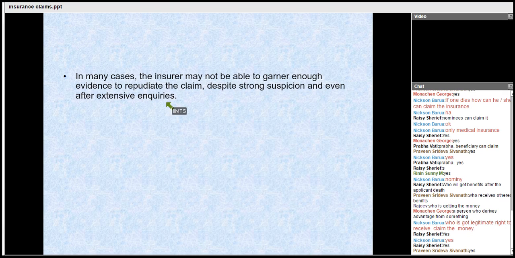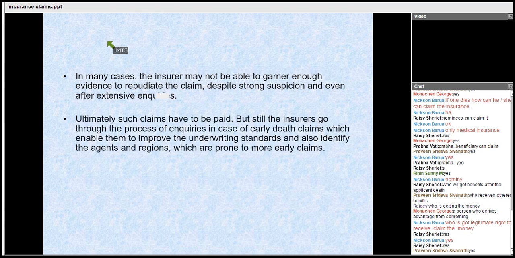Have you ever taken any policy? Sometimes you are the first nominee and you might be giving someone else as a second nominee. Suspicion might be there, but the policy will have two nominees, right? In case of a death, ultimately the first nominee claims it and has to be paid first, but the insurer goes through the process of inquiry.